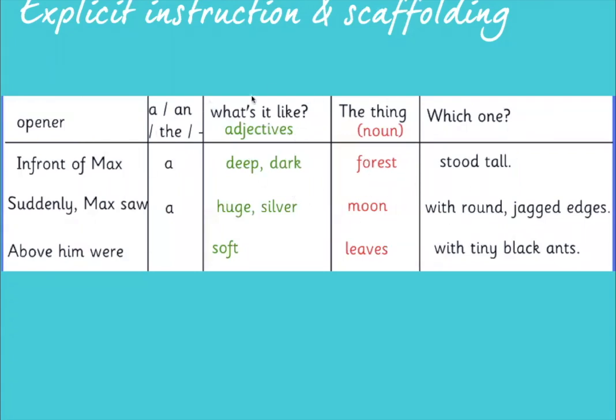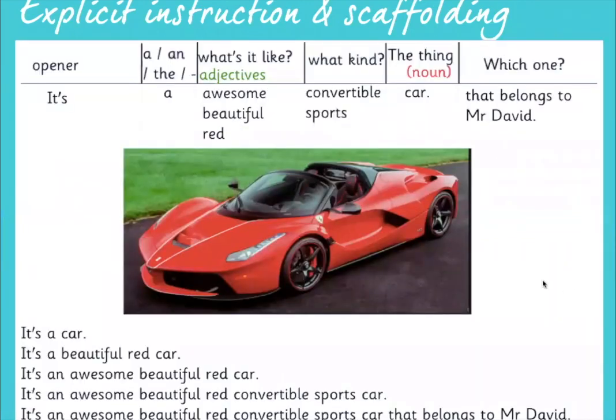So it reminds children that they have to talk about what an object is like. There has to be possibly an article or omission of one. It's better to have an opener of some sort. And you need to give detail on which one in particular. So: in front of Max, a deep, dark forest stood tall. We use this in quite a few lessons, and I use this a lot in my teaching to build up examples of this. This was an activity I asked them to go and do as a warm-up.